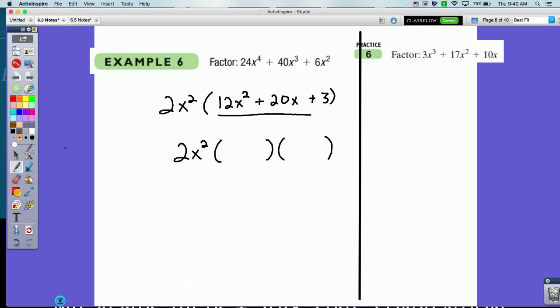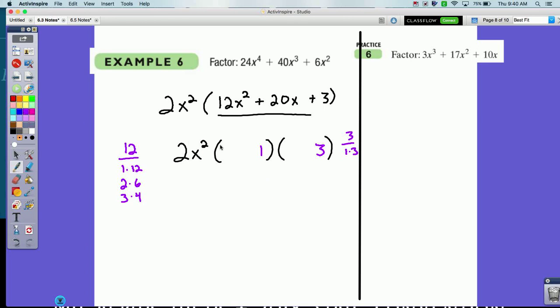All right, 12. Got a lot of combinations to get me 12. It's either 1 and 12, 2 and 6, or 3 and 4. All right, the last number, 3, there's only one combination there, so I'm just going to go ahead, and since I know it's got to be 1 and 3, put those down there first, and then I'm going to figure out what I need to get the 12 and the 20.